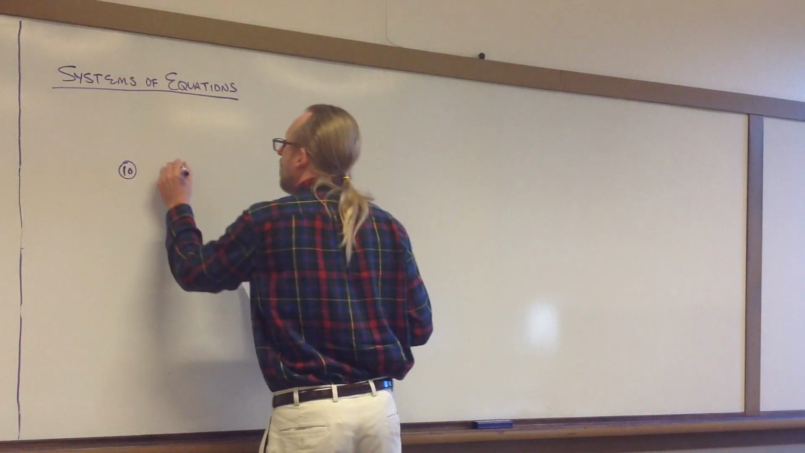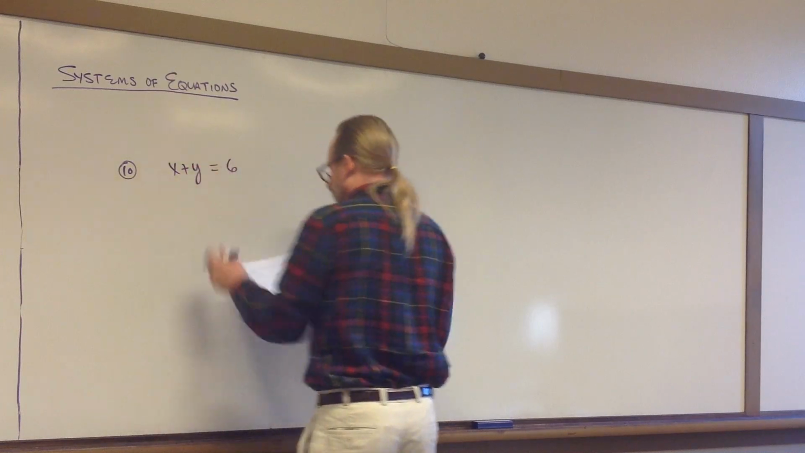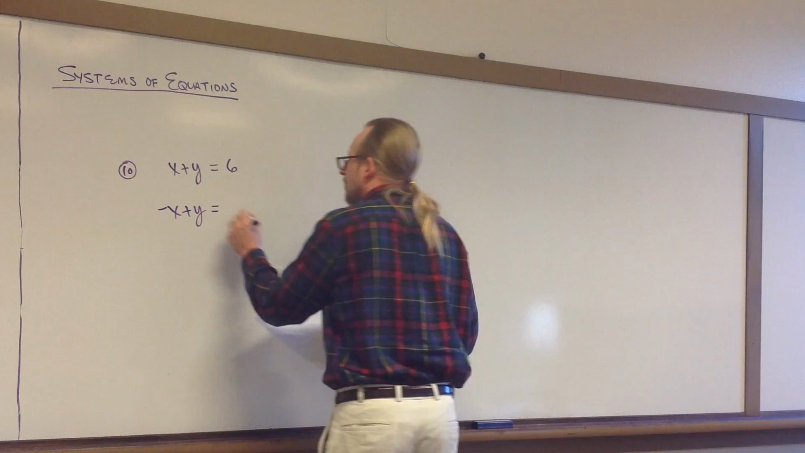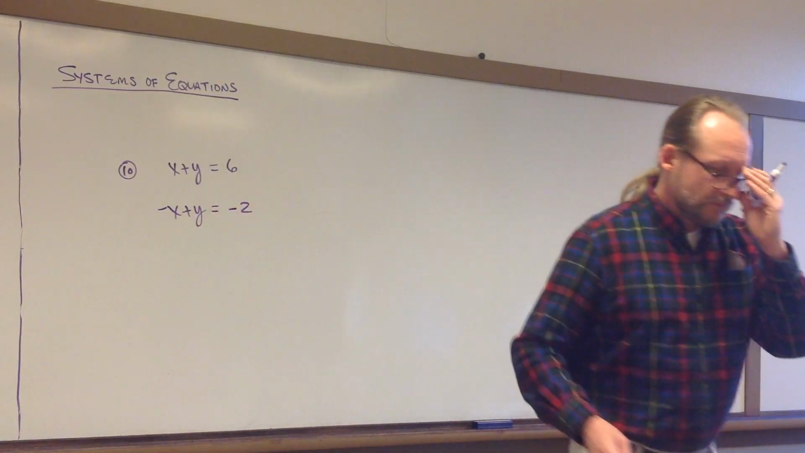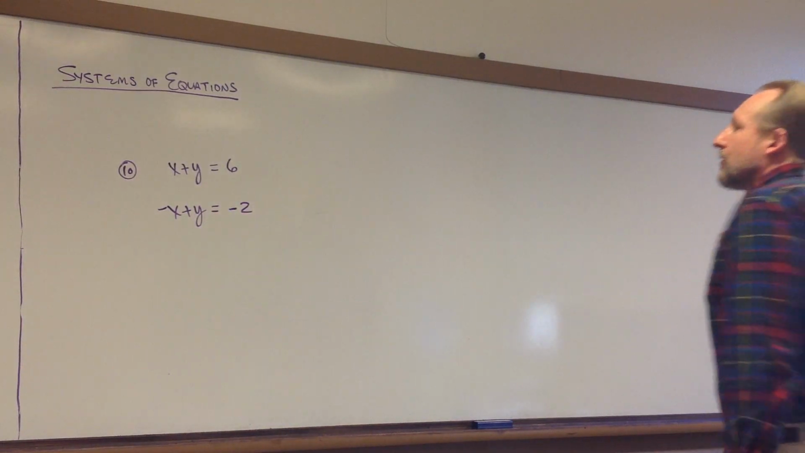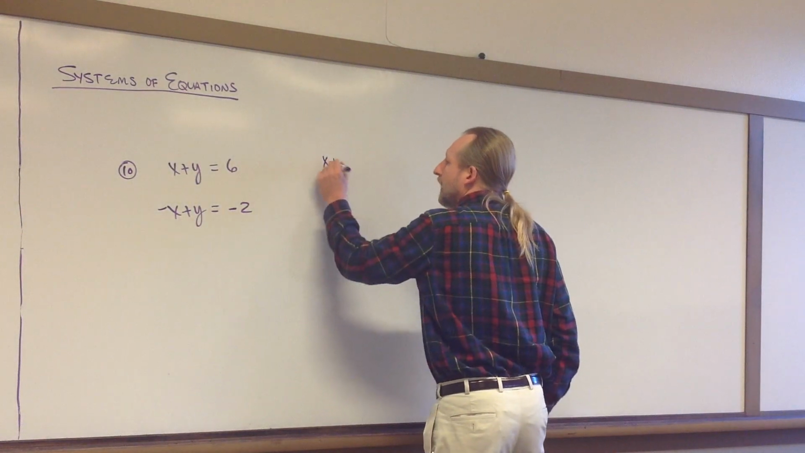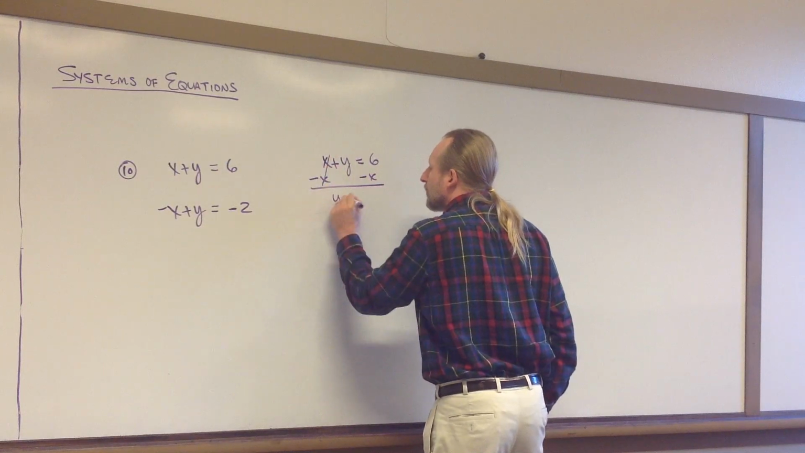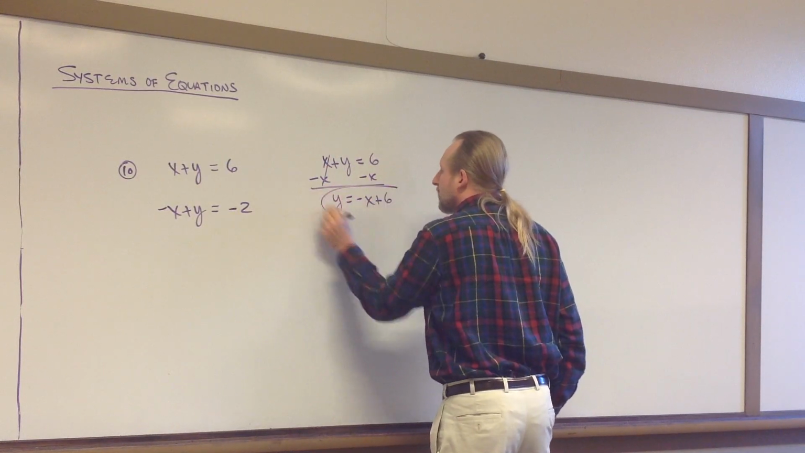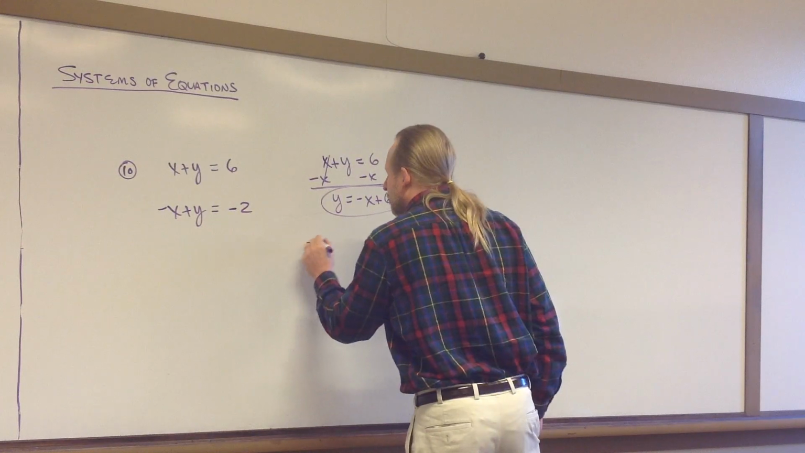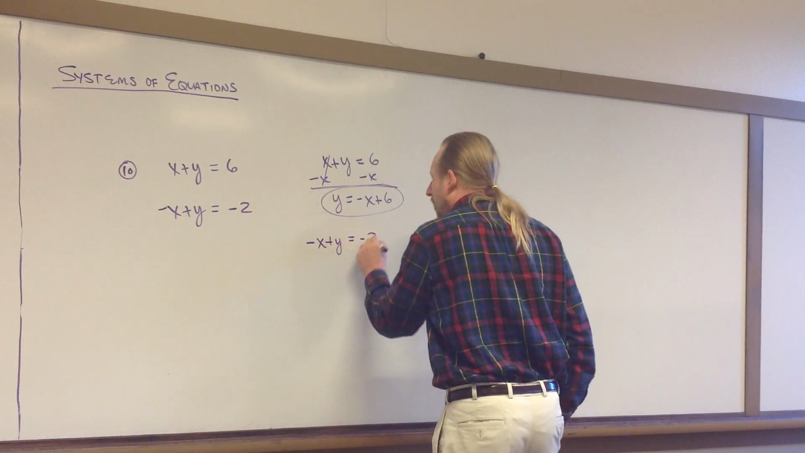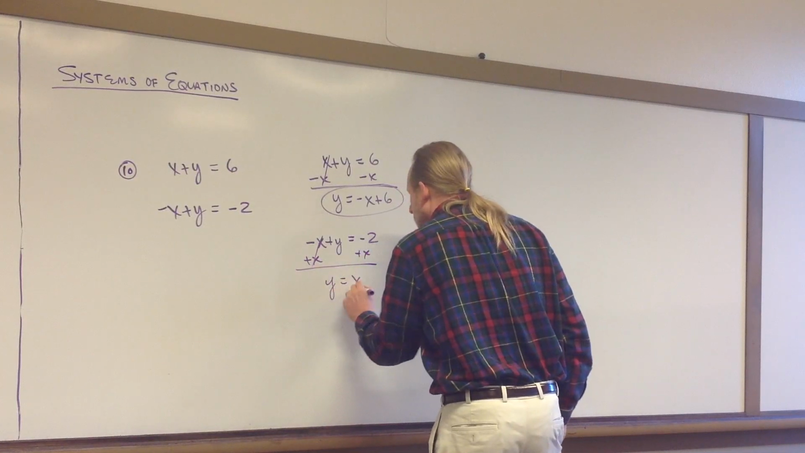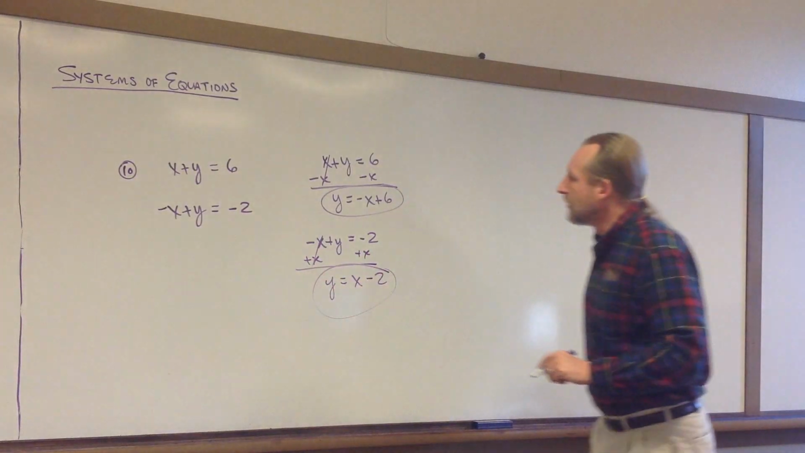All right, let's look at problem 10 here. x plus y equals 6. Negative x plus y equals negative 2. Okay, so again, if we're going to graph these, then I'm going to put them into slope-intercept form. So we get y equals negative x plus 6. And then the second one, I'll add x to both sides. And this will be y equals x minus 2.